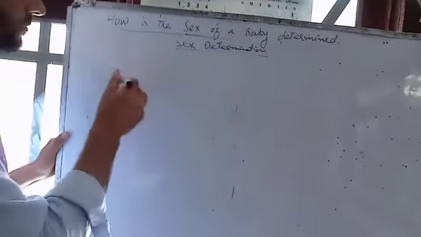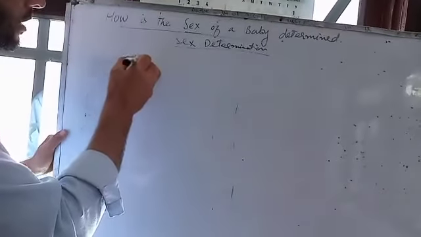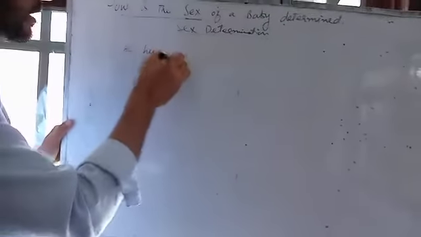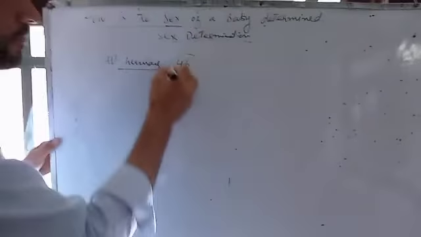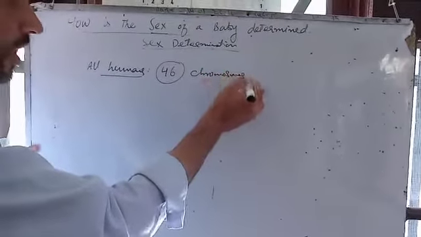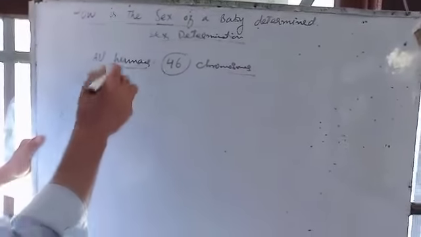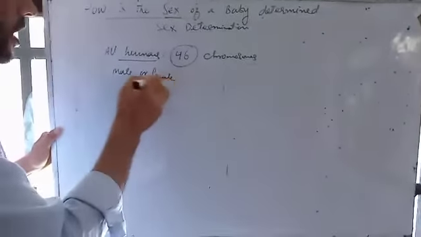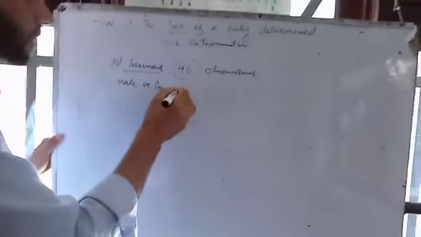Number one, all humans, the normal humans, have 46 chromosomes. How many? 46 chromosomes. We all have either male or female. We all have 46 chromosomes.